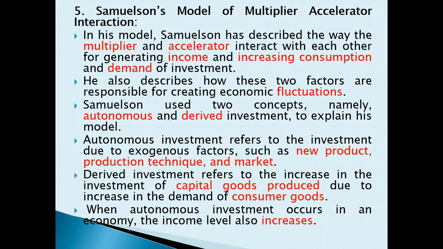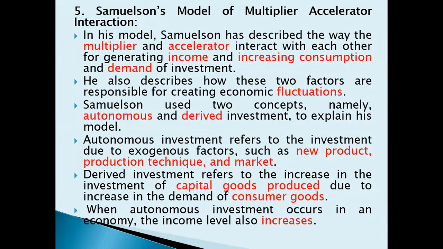What is the role of income? What is the role of demand for investment? Getting this? How these parameters show their fluctuations in the business cycles. Samuelson used two concepts, namely autonomous and derived investment. We have seen the autonomous investment, we have seen the induced investment. Induced investment is nothing but derived investment to explain this model. In the last lecture we have studied the autonomous and induced investment models. So autonomous investment refers to investment due to exogenous factors such as new product, new technique, or new market.